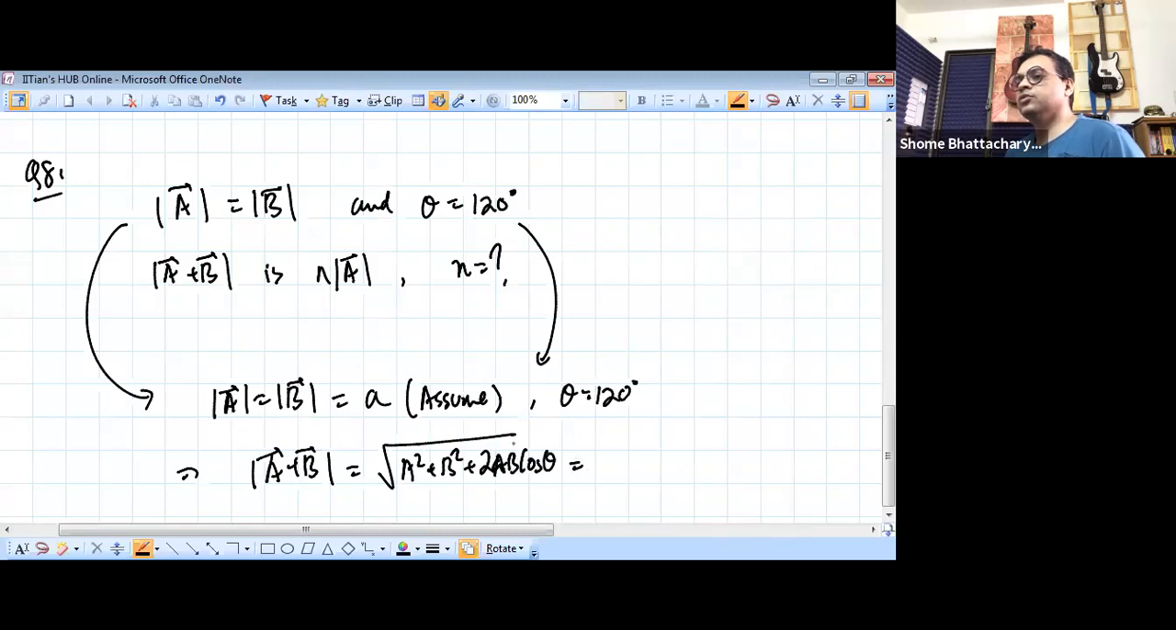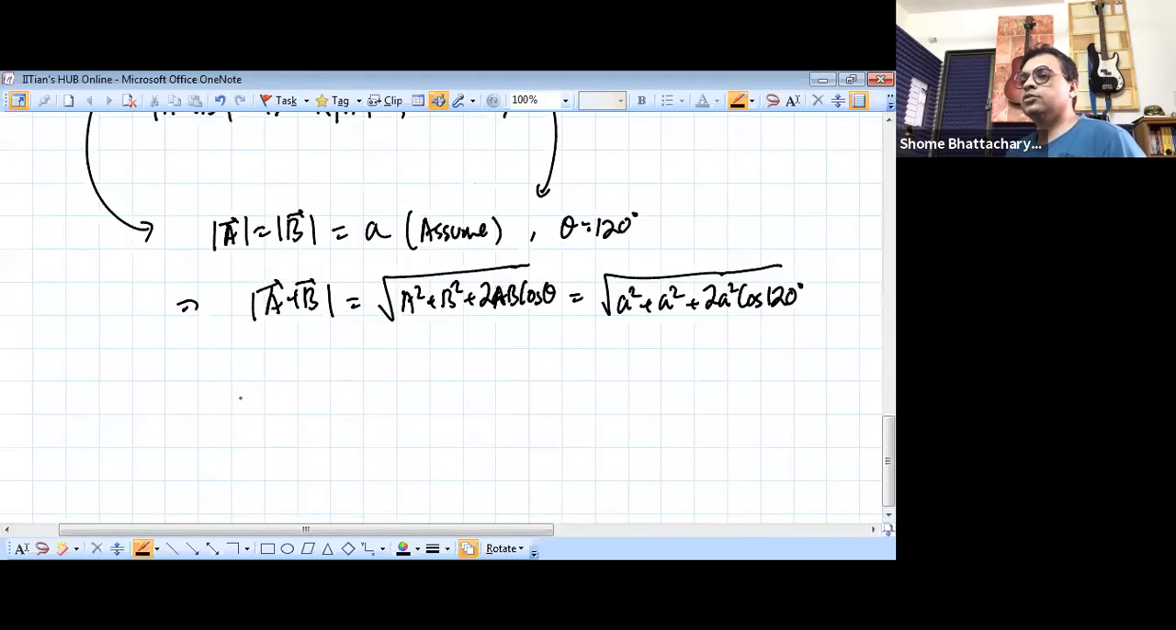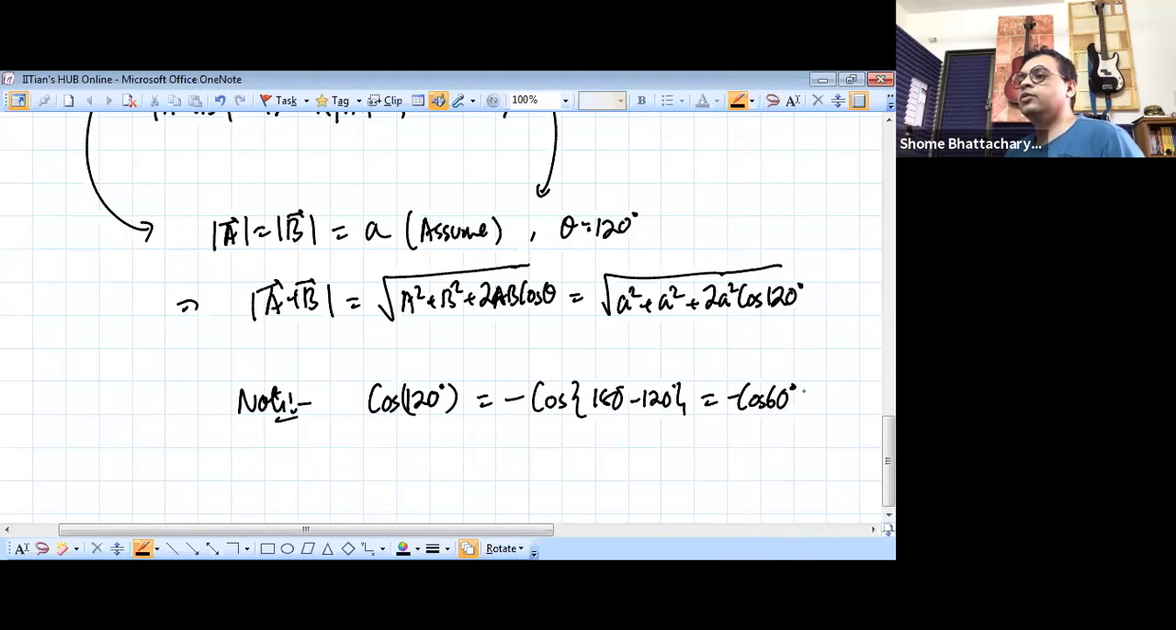यहाँ पे substitute कर दो that mod A is equal to mod B is equal to small a and theta is 120. So this is becoming root of A square plus A square plus 2A square cos 120 degrees. Okay. Now you need to pay attention to that second quadrant formula. So keep note of the fact that cos 120 will be given by the formula which I have taught you: minus cos of 180 minus 120 degrees. So it will be minus cos 60, or in other words, it will be minus half. So this needs to be substituted again. Cos theta is minus half.